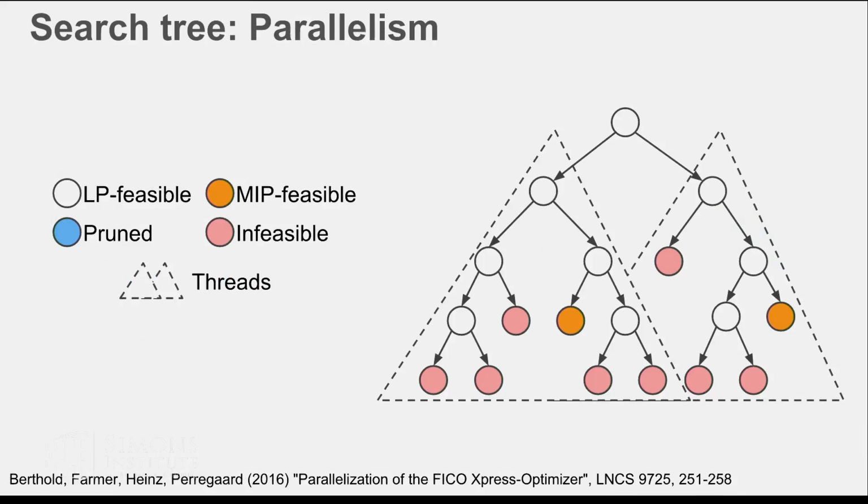And finally, last but not least, there is parallelism. There's ongoing work to make the solvers distributed. If you have a search tree, you could search one branch on one machine and the other branch on the other machine. This is now getting momentum, I would say.